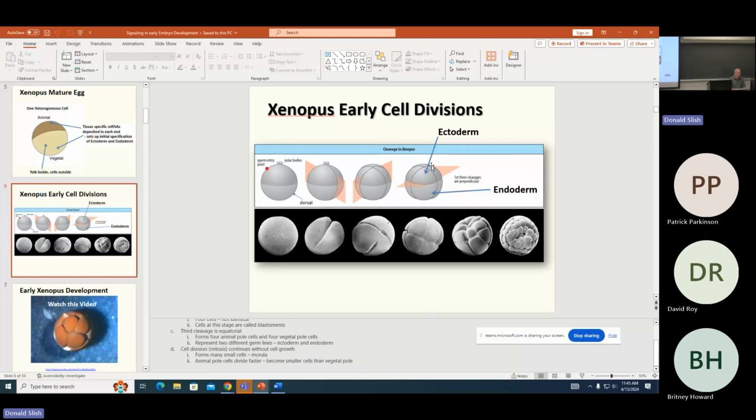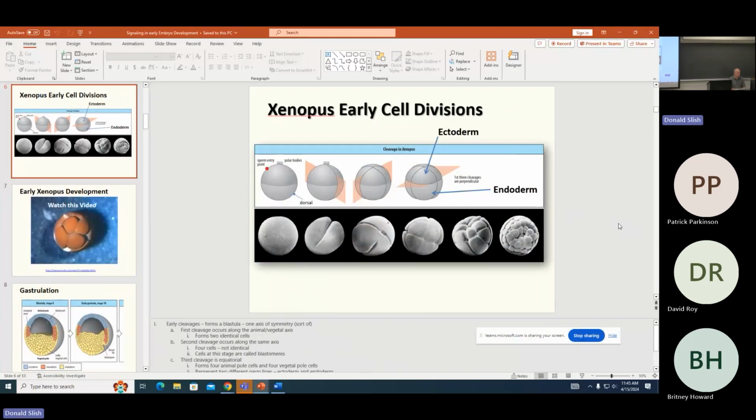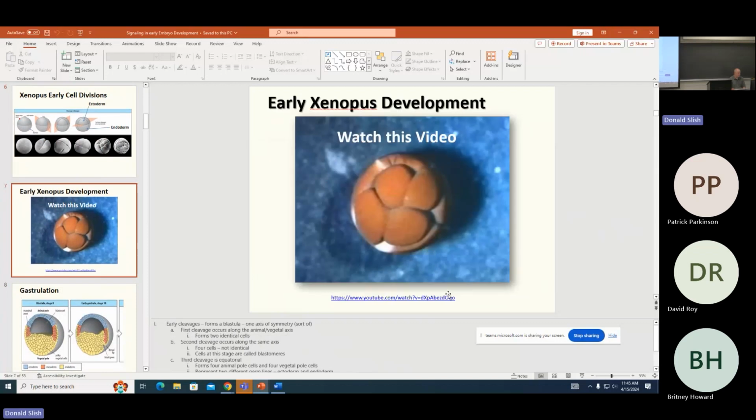And then division continues and continues. The ectodermal cells divide faster than the endodermal cells, but eventually you end up with a ball of cells. That would be a morula. And then when it divides further, it starts to pump fluid into the center of it, and then you get a hollow ball of cells, which is your blastula. Okay, let's watch this little video here.